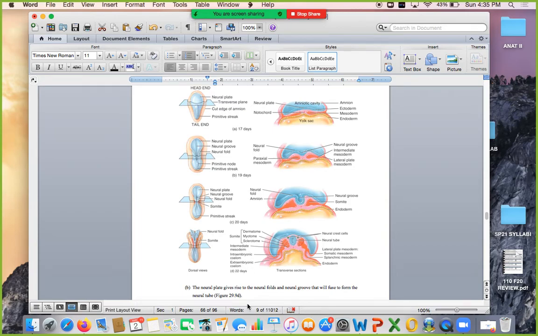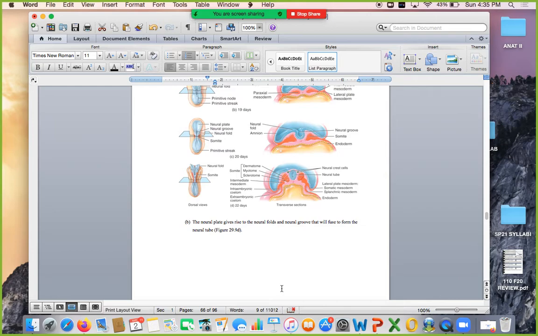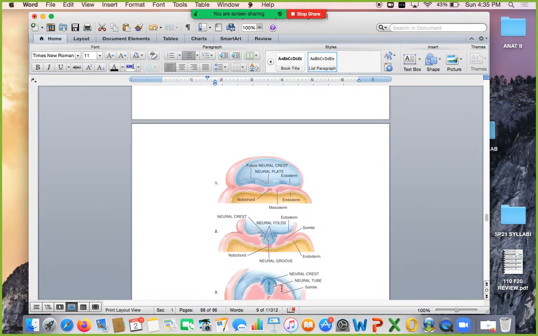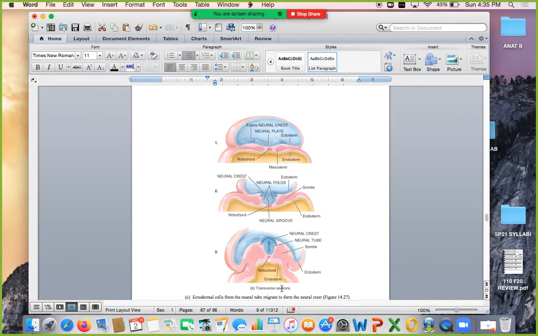Okay, so eventually that neural plate is going to make the neural folds and the neural groove to form what's called the neural tube. And the neural tube is going to become the spinal column. All right, so this is again showing what that looks like. Here's that neural plate. Here's the notochord. The neural plate is going to start folding. These here are going to be the future neural crests. So these are basically going to be coming together as this becomes the circle.